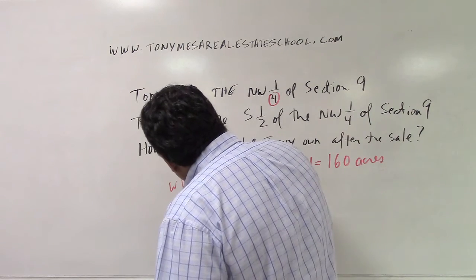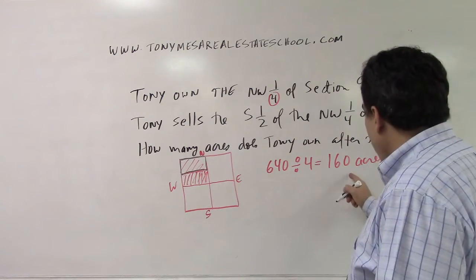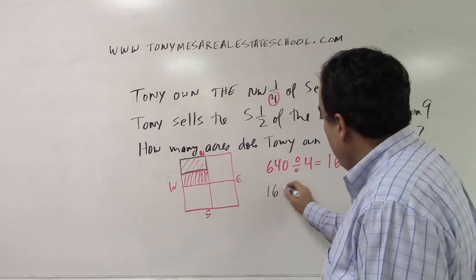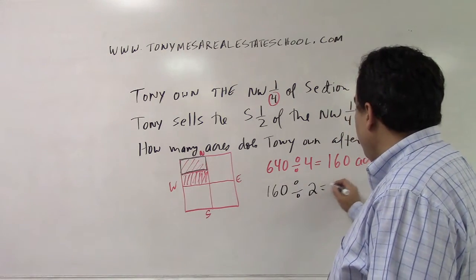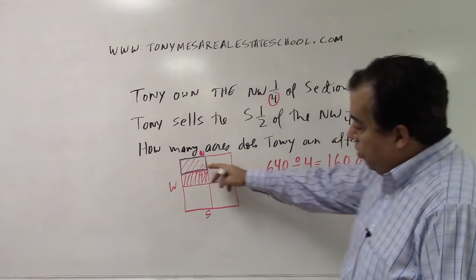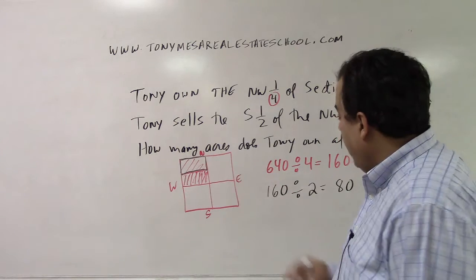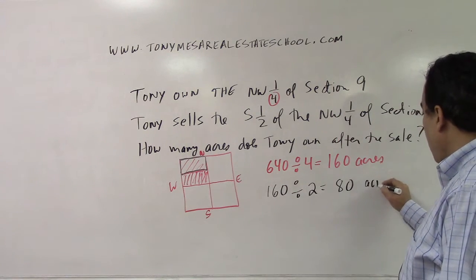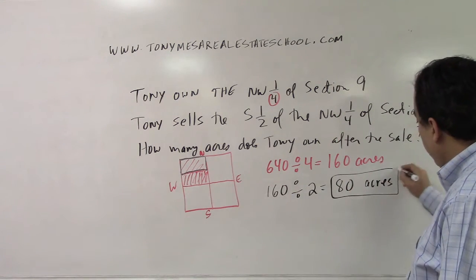right? So what happens is 160 acres divided by 2 is 80, right? So I sold 80 of the 160 acres and I still own 80. So the answer is I still own 80 acres. That is the correct answer.